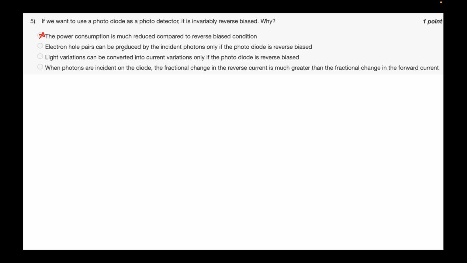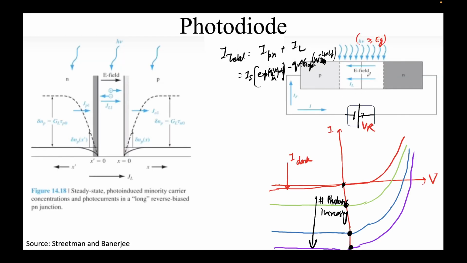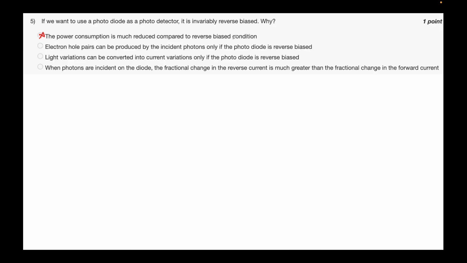Second option: electron hole pairs can be produced by the incident photons only if the photodiode is reverse biased. That is absolutely not true, because all the discussion that I have had till now, I have assumed zero bias. That's why you see these black dots. The electron hole pairs will be generated irrespective of the bias. The bias just dictates where the electric field lies and what the strength of the electric field is. The only condition is that h nu should be greater than or equal to Eg. So this is also incorrect.